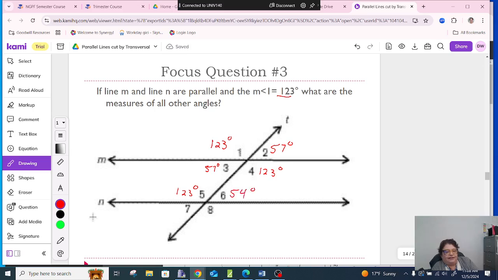57. Angle 7? Oh, why did I put 54? That's weird. I said 57. Did y'all see that? I said it and then I wrote down the... Wow, what goes through my brain?